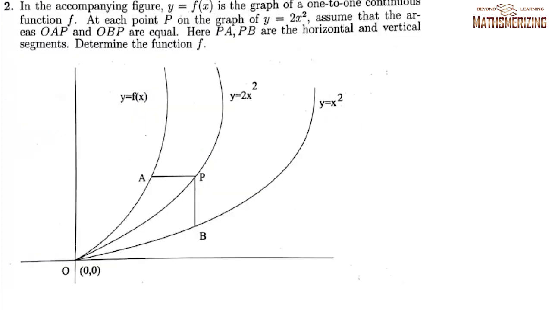Now question number 2 is, in the accompanying figure, y equals f(x) is the graph of a one-to-one continuous function. At each point P on the graph of y equals 2x square, assume that the areas OAP and OPB are equal. Here PA and PB are the horizontal and vertical segments. Determine this function f.